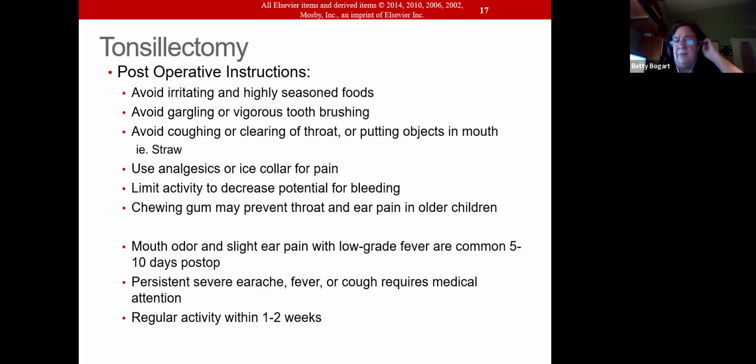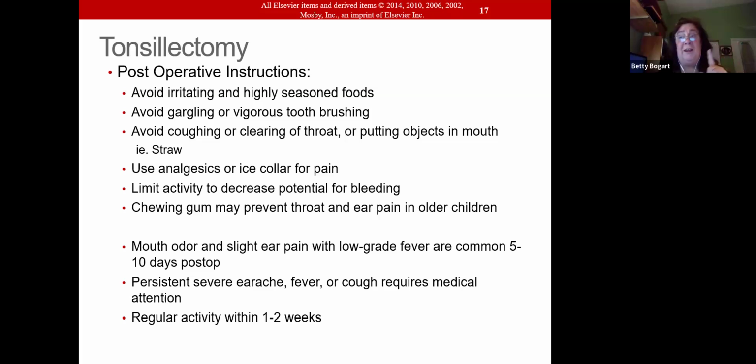Now, if there is something going on at 5 to 10 days, odor, pain, that's not normal. That needs to be reported. Or if the ear pain, fever, or cough continues, again, that needs to be treated and they need to go back to the physician to be checked. But usually within 1 to 2 weeks, kids can go back to normal activities. But remember, those scabs can come off.